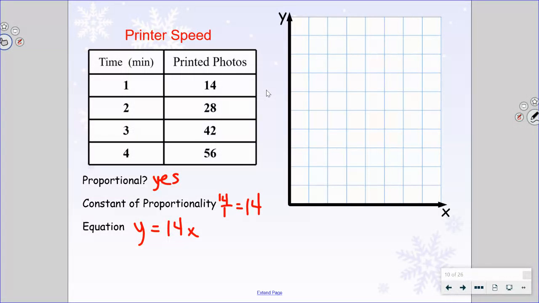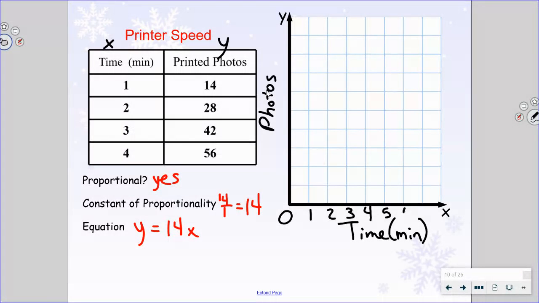Well, remember, please, that the number of photos, the printed photos, that is what we are measuring. That is the dependent variable, and thus it goes on the y-axis. What does it depend upon? Well, it depends upon the time, in this case measured in minutes. Therefore, you're going to write time on the x-axis. Now, time very clearly goes by ones, although you could always go by halves, but I'm going to stick to ones here. What kind of vertical axis could we pick?